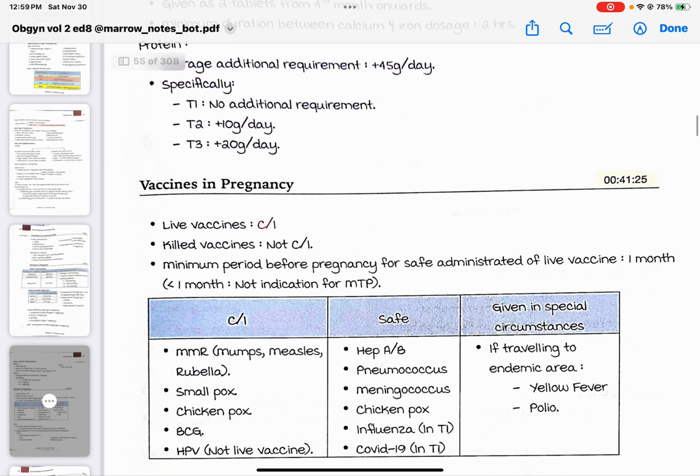Trimester 1, no additional requirement. Trimester 2, 10 gram per day. Trimester 3, 20 gram per day.